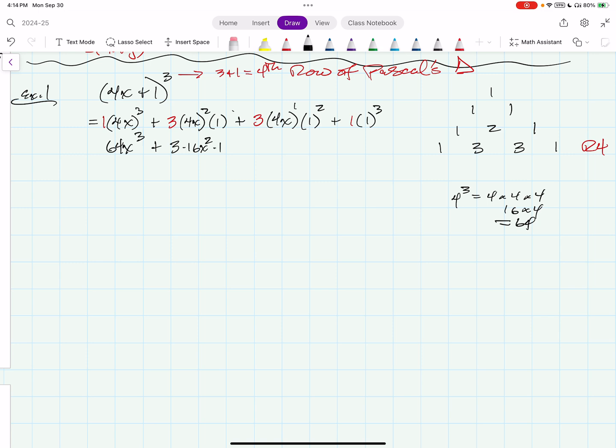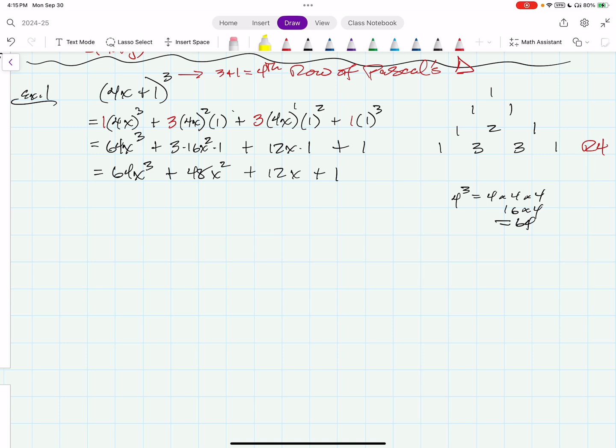All right, we'll simplify that in a moment. And then we've got 3 times 4x, which is 12x times 1, and then plus 1. So last step, let's simplify. We got 64x cubed plus 3 times 16, 48 times x squared. The 1 has no effect. All right, plus 12x plus 1. And there you go. And that's how you expand that binomial using the coefficients of Pascal's triangle.